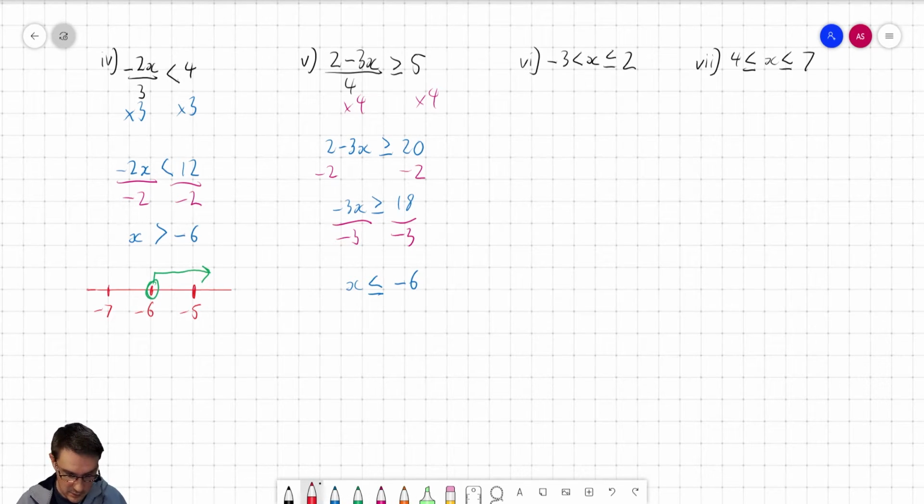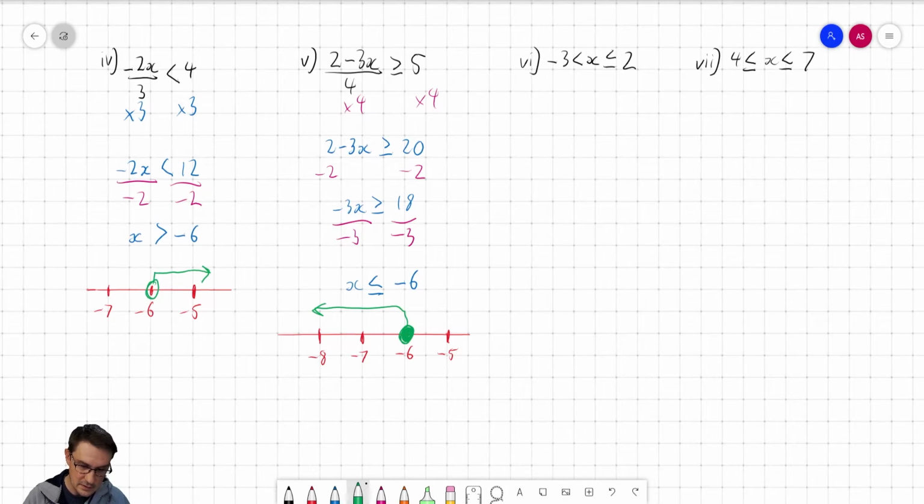So again, let's go and graph this here. As we go across, make sure we space our values out. Okay, so I'm going to use my values of -5, -6, -7, -8. And we're starting at -6. And the circle needs to be a solid colored in circle. And I'm going to be moving in the left direction here to indicate that.